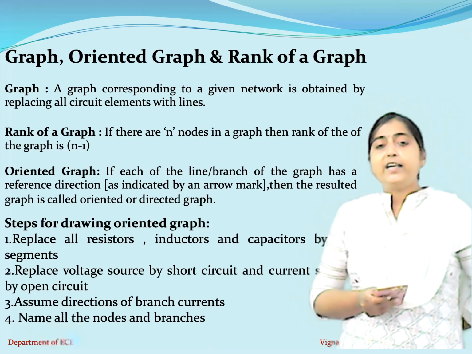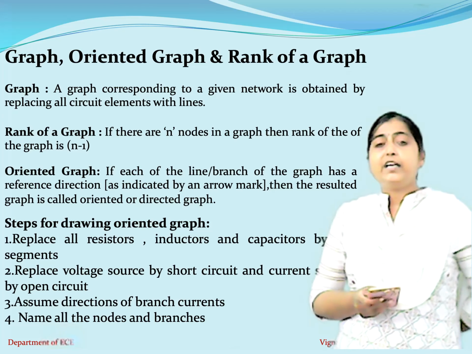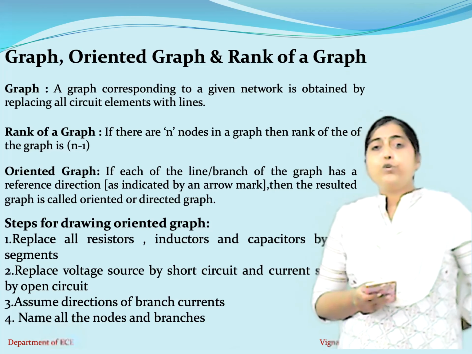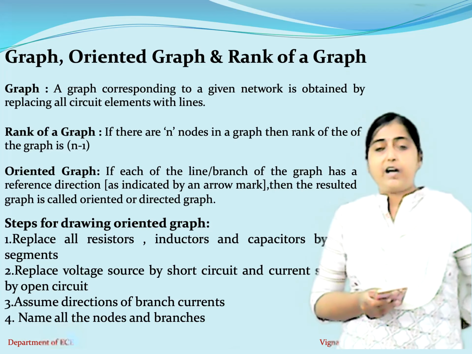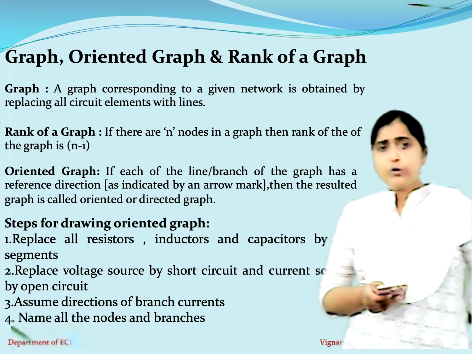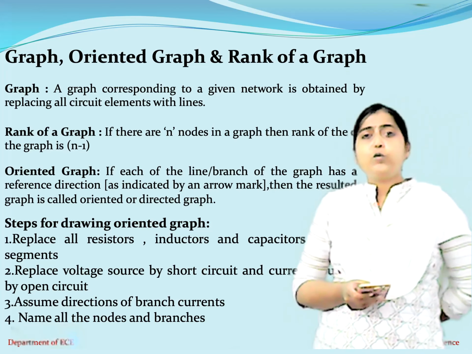So once you identify the total number of nodes in the graph, then the rank of the graph is given by n minus 1. That is, total number of nodes minus 1 will give you the rank of a graph. Now coming to the oriented graph. You have to understand the difference between a graph and an oriented graph.